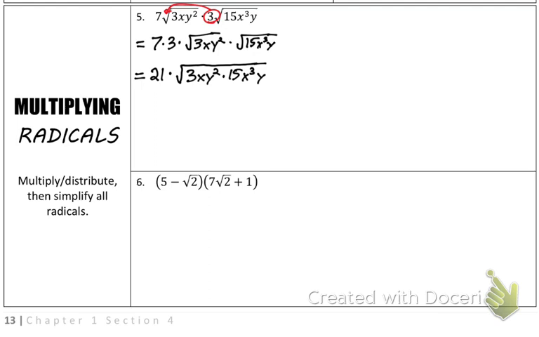Now we have to realize you can rewrite this. I'm just going to picture what's happening inside here. In my head, I'm putting together the 3, the 15, the x cubed, the y squared, and the y. I'm going to do those multiplications. So we're going to now have 21 square root of, and I'm going 3 times 15, that's going to give me 45. In the back of my head, I'm like, 45, 9 goes into that. Then we'll have x times x cubed, which is x to the 4th. And finally, I'll have y squared times y, which is y cubed.